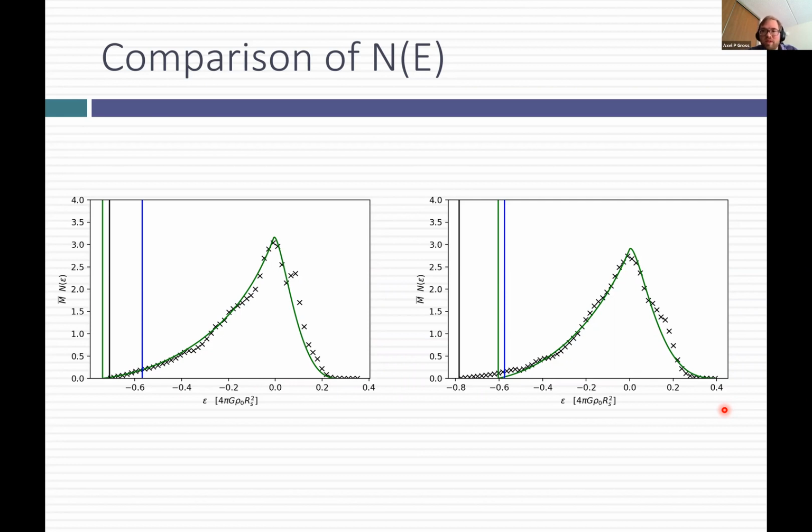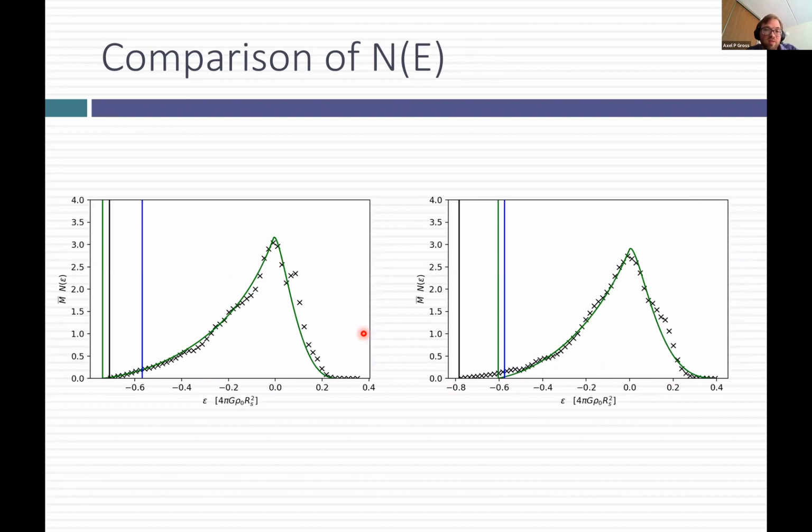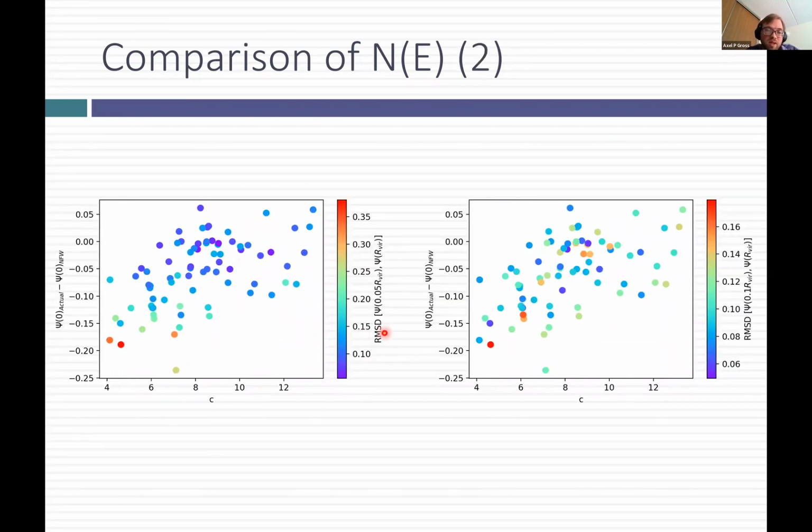So then if you do this comparison for all of the halos in your simulation, this is what you get. On the left, we have the individual halos as a function of concentration. On the y-axis is the difference in the central potentials, and then the color of the data points is the root mean squared deviation between the green curve and the black data points, again, between 5 and 100% of the virial radius, or rather the potentials at 5 and 100% of the virial radius. So you can see that, once again, if the shift is small, things agree quite well. Then if the shift is large, you start to see larger deviations.